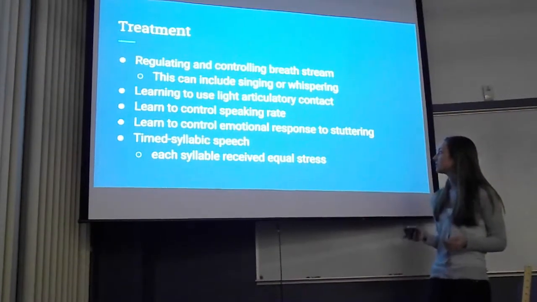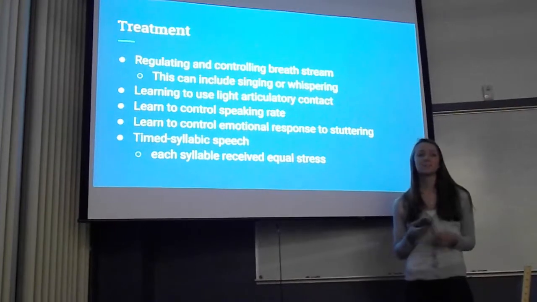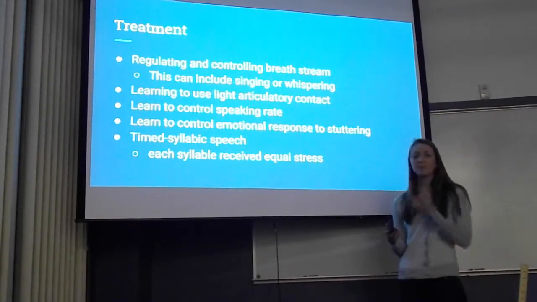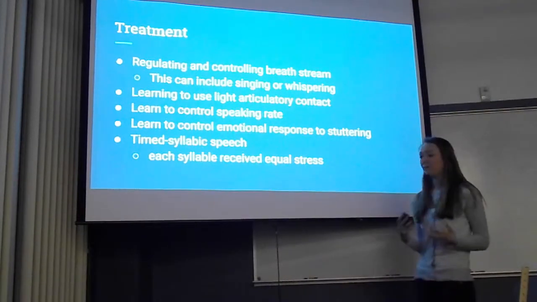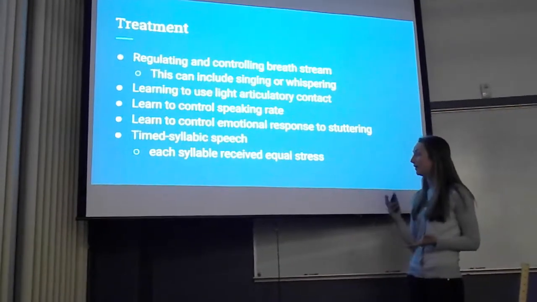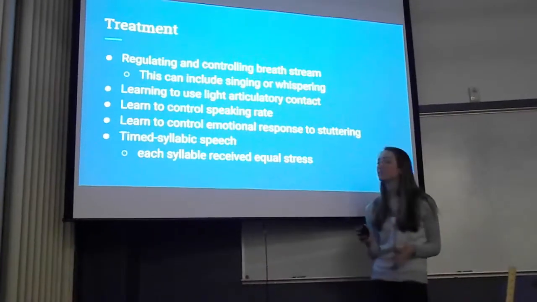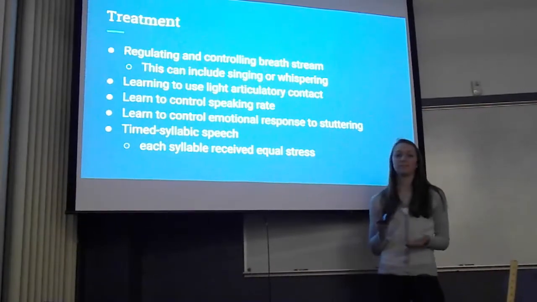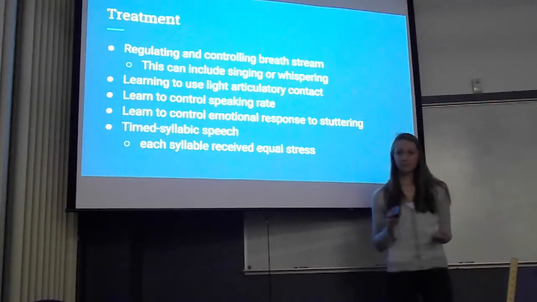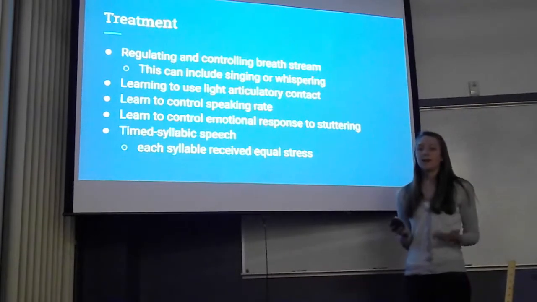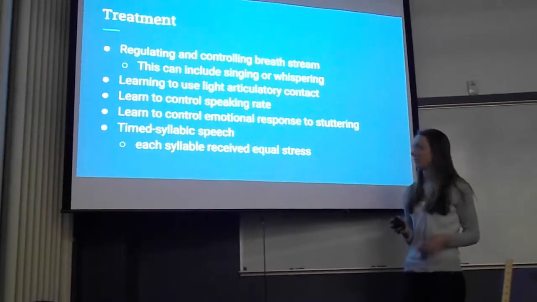And the other thing is to learn to control emotional response to stuttering. And this is huge because if the stutterer becomes frustrated or upset with themselves, then they often make their own stuttering worse. And then the final approach to this is time-syllabic speech. And this is a system where you put equal emphasis on each syllable. So a lot of times they will end up sounding monotonous or robotic, but it will reduce their stuttering most likely.